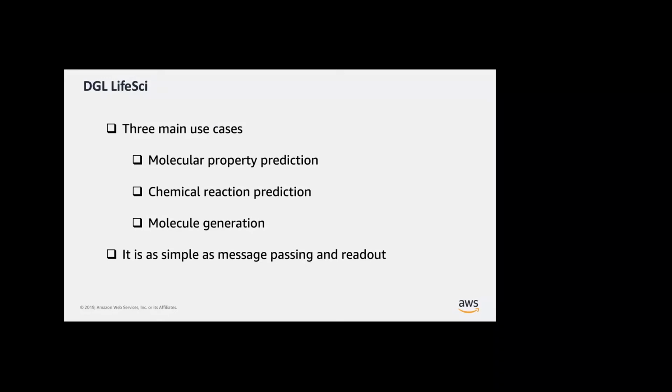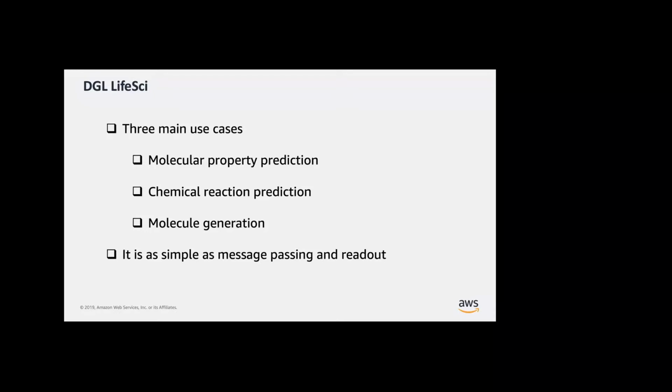Here's DGL Life Science. This is the DGL community. Probably many of you already know a lot of things. But DGL Life Science is a useful package for applying graph neural networks to various tasks in chemistry and biology, which is built on top of PyTorch, DGL, and RDKit.